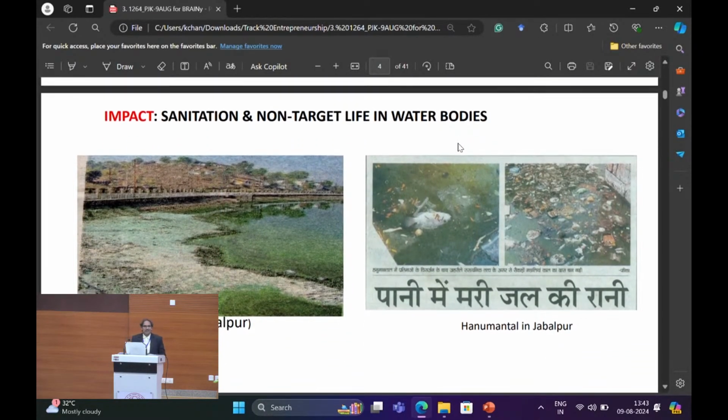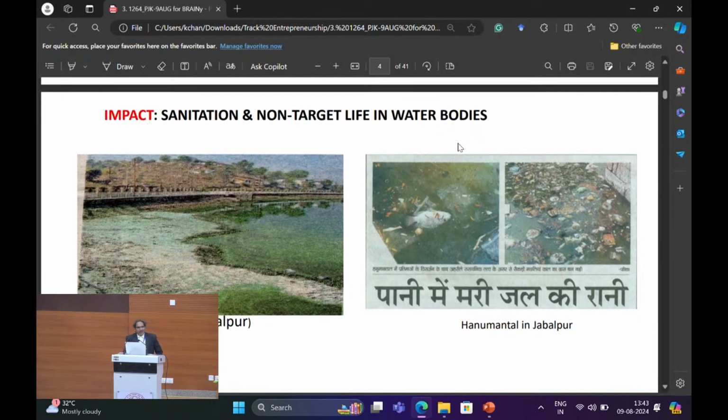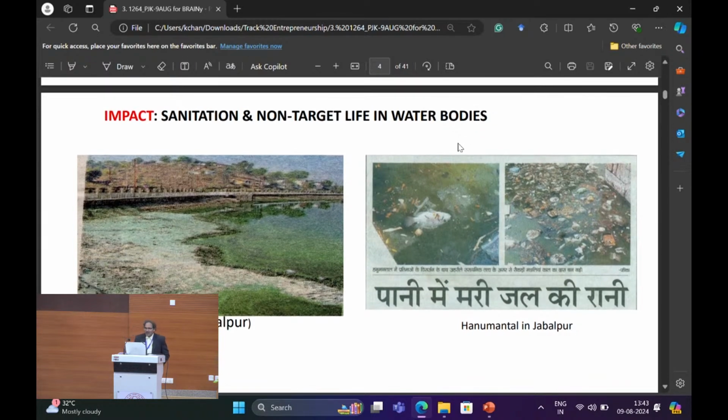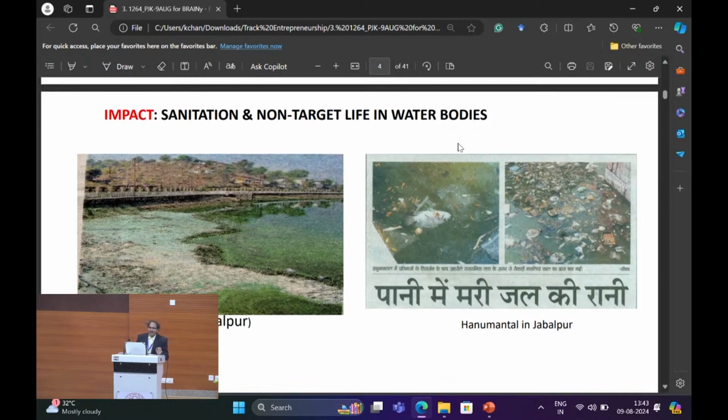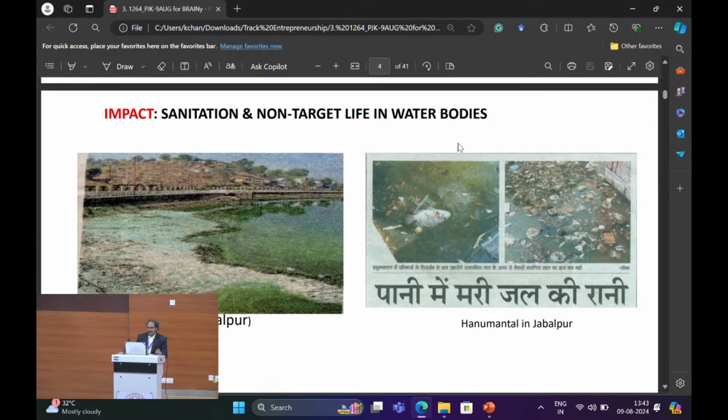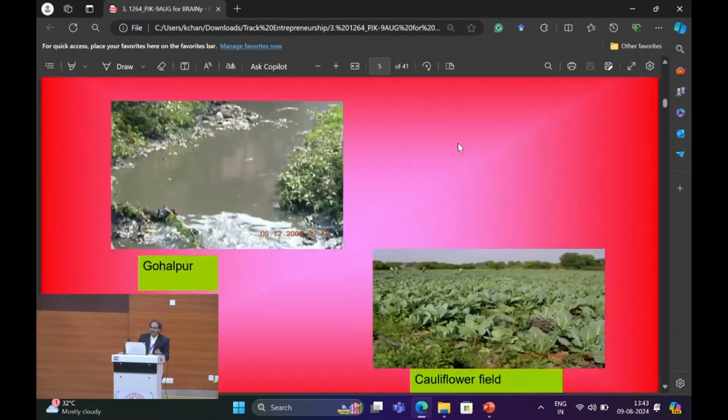As far as sanitation is concerned, the people are facing the problem of the smell, because you will find the pond in Jabalpur has a higher nitrate content in the wastewater, and algal growth enhances its impact on the fishes.